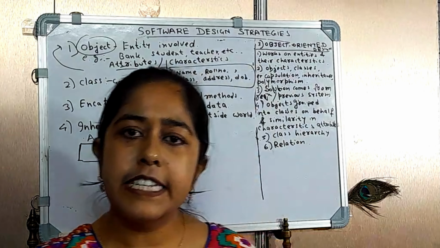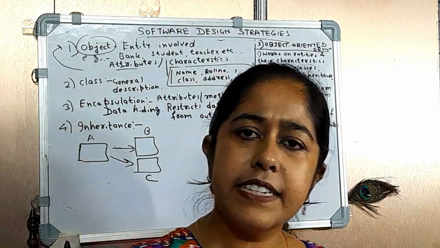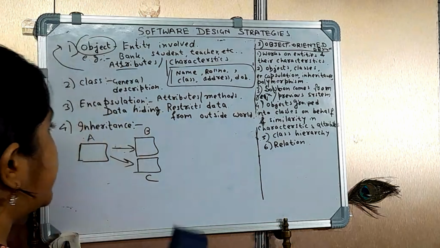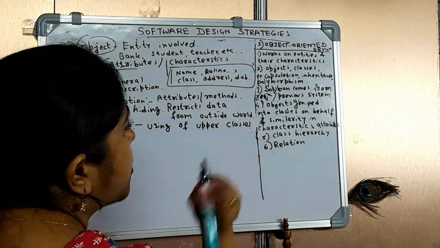This kind of taking of data is called inheritance. Multi-level inheritance, single inheritance and different kinds of inheritance are there in our topic also. So basically inheritance means taking the data from our upper classes, using the data of upper classes. This is called inheritance. This also we have seen.